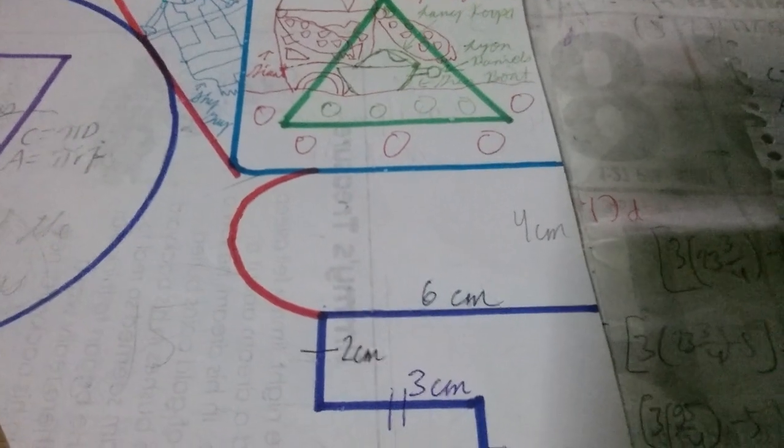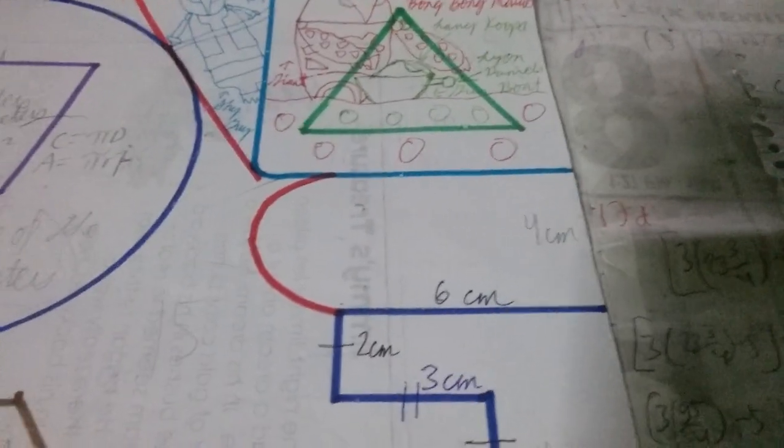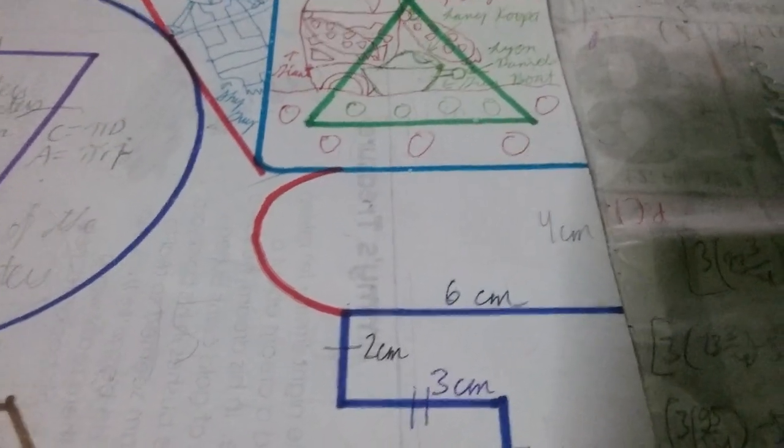So first of all, let's start off with the perimeter. Perimeter, just like what I said last time, it's the distance around the figure, di ba? Now let's go to perimeter.